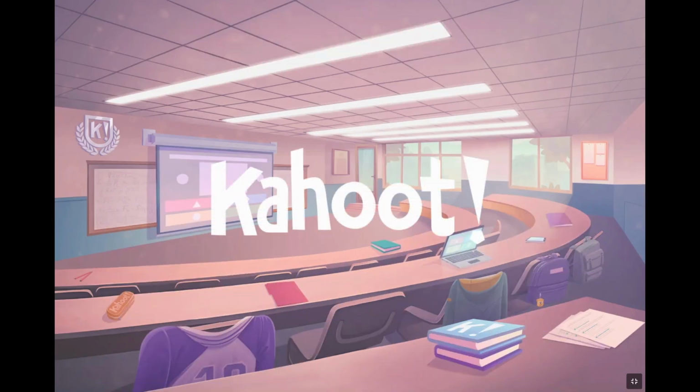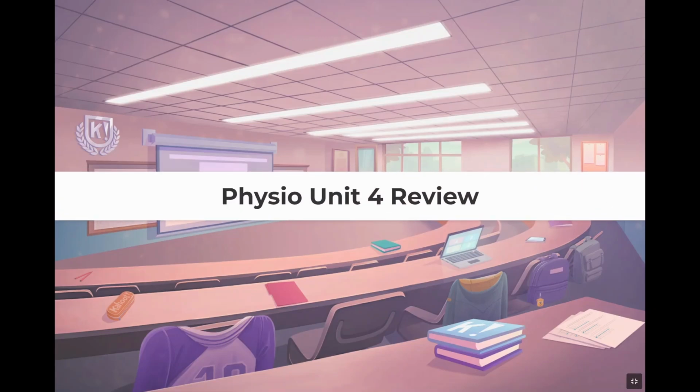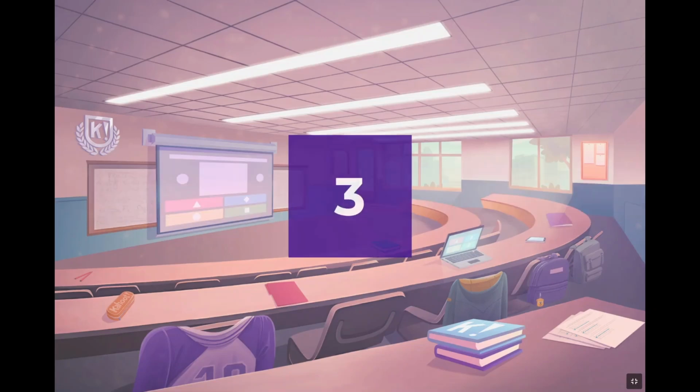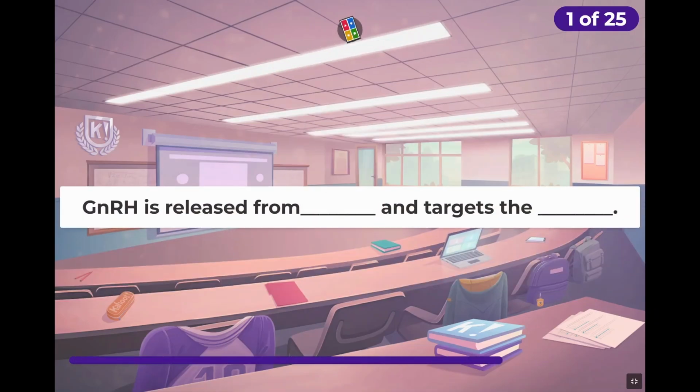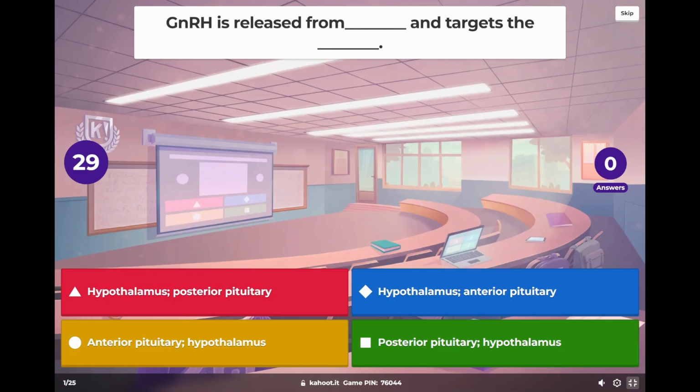Okay, we're starting. 78 people are in. Okay, first question. GnRH is released from what and targets the what? So where are all the releasing hormones coming from? Hypothalamus. All the releasing always come from the hypothalamus.